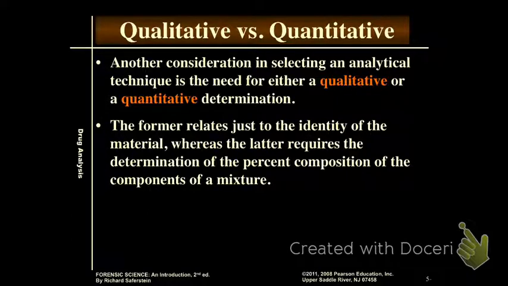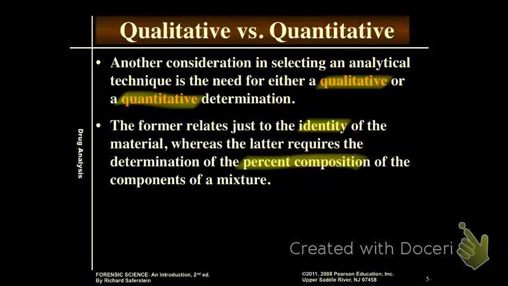So one of those two techniques is used to specifically identify a drug. You also have to determine whether you're going to try to get qualitative information, which doesn't involve any measurements, or quantitative. The former, like I said, is just the identity. You're not taking any measurements. The latter is percent composition. We're actually working in numbers of the components of a mixture.